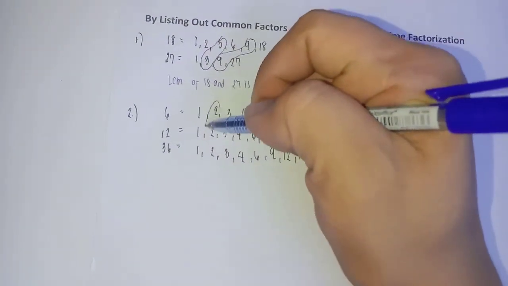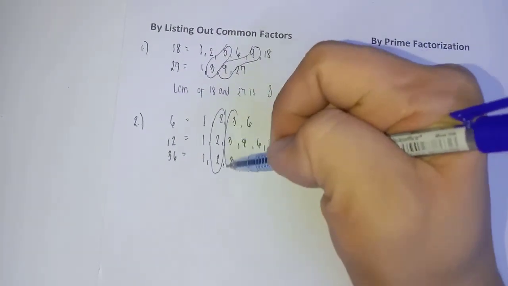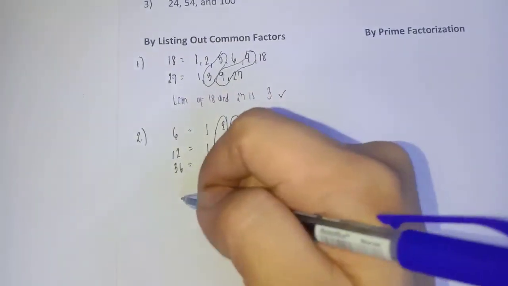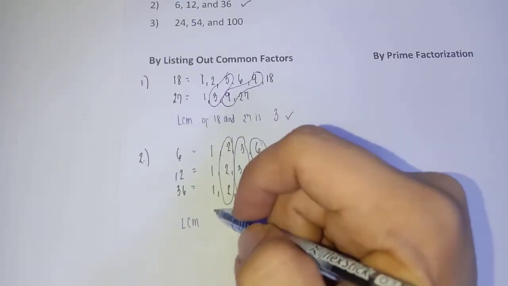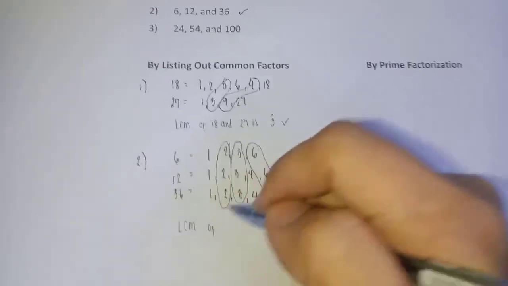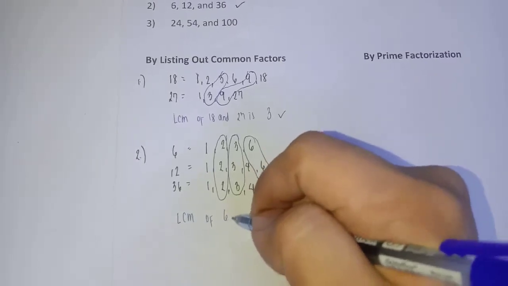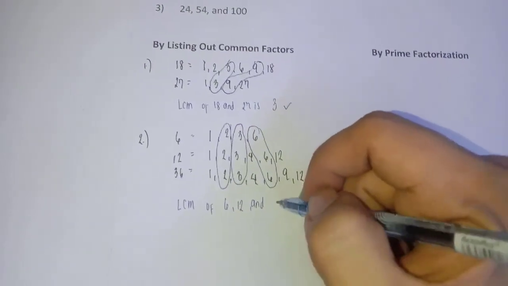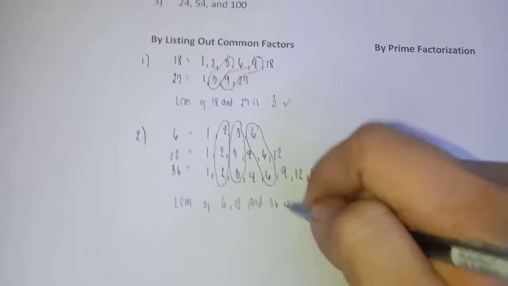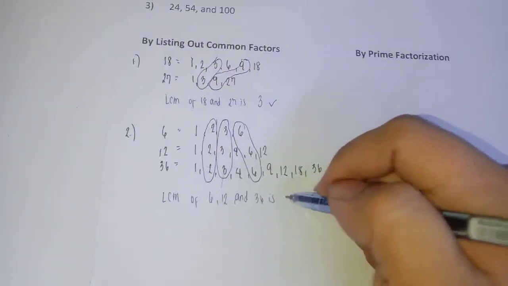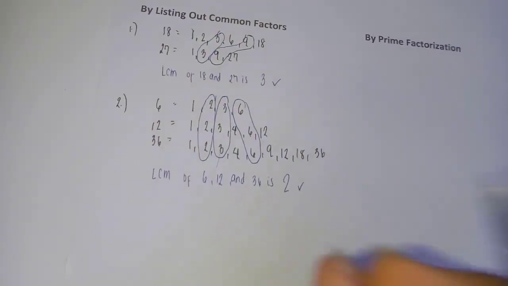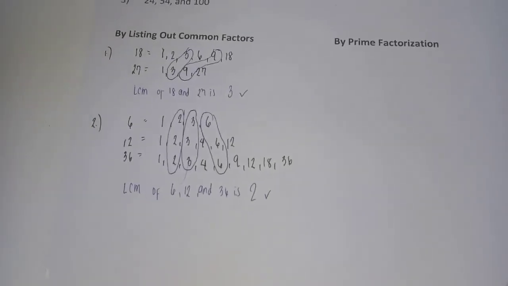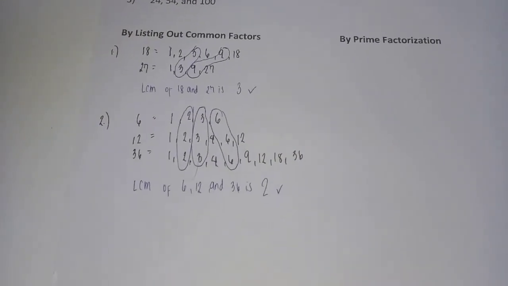So, we have 2. Meron tayong 3. And we have also 6. We all know that 6 is the GCF of 6, 12, and 36. But we're looking for the LCM of these numbers. Ano kaya yung pinakamaliit na number which are common to 6, 12, and 36? That is 2. So, 2 is the LCM of 6, 12, and 36.